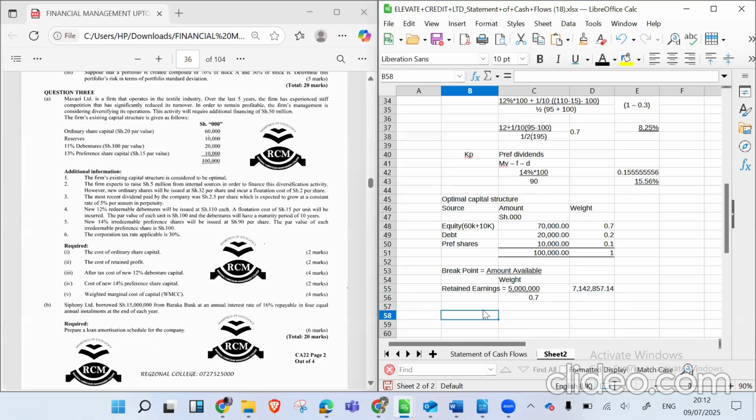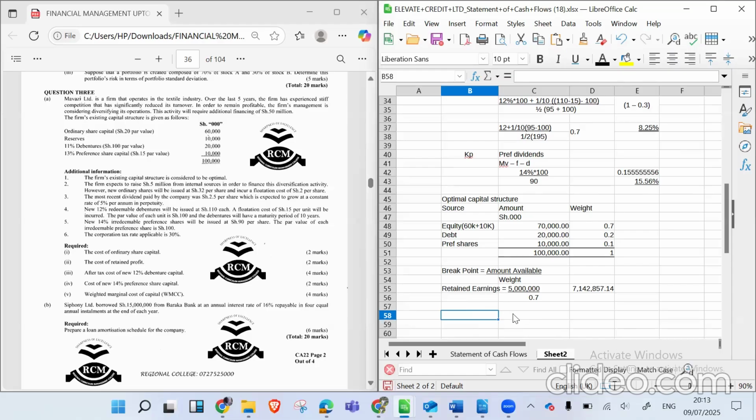Aka ka concept kwa kanasumbua watu, so I'm trying to go slowly so that we can be able to understand it. In the definition of breakpoint tulisema is the total amount to raise while using amount available from a cheaper source in a given component. Our component called equity has two sources, retained earnings and ordinary shares.